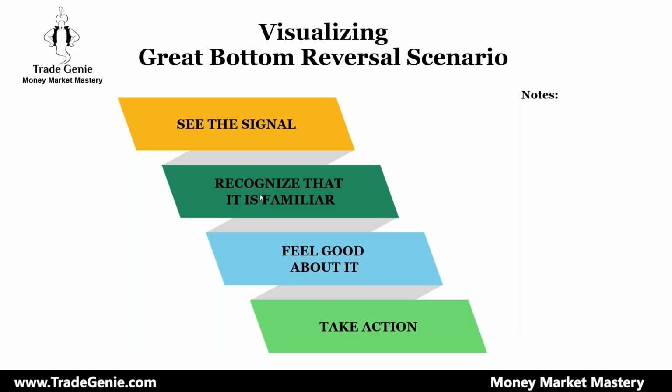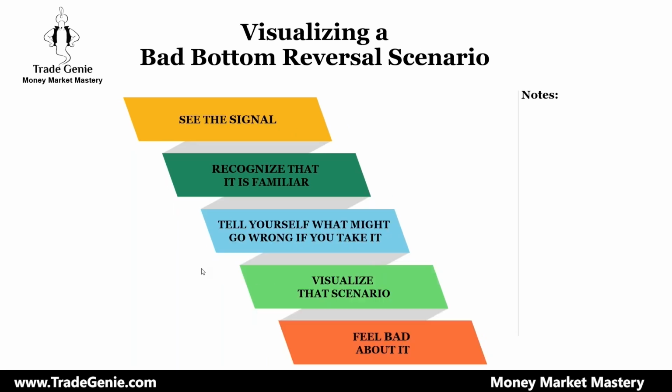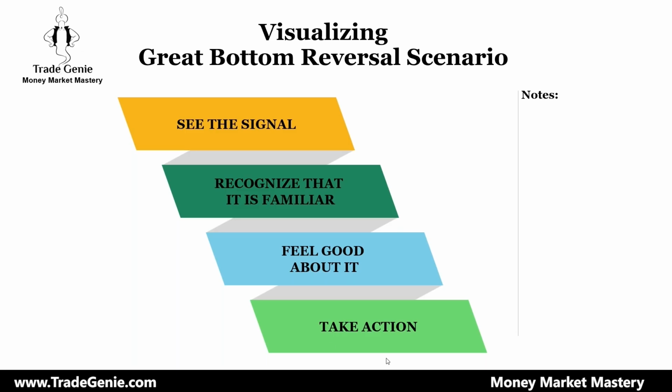So you see the signal, you recognize it's familiar, and instead of visualizing all that bad scenario, which is here, tell yourself what might go wrong, and then you start visualizing all that bad scenario. You're not doing that. You're feeling good about it, and then you take action. If you keep this on a sticky note somewhere on your monitor, you say, okay, I see the signal, I recognize that it's familiar, and I'm really feeling good about it, and then you take action. When you take action, what mental state do you have? This is also important. In what mental state do you take action, bold and courageous, or timid?